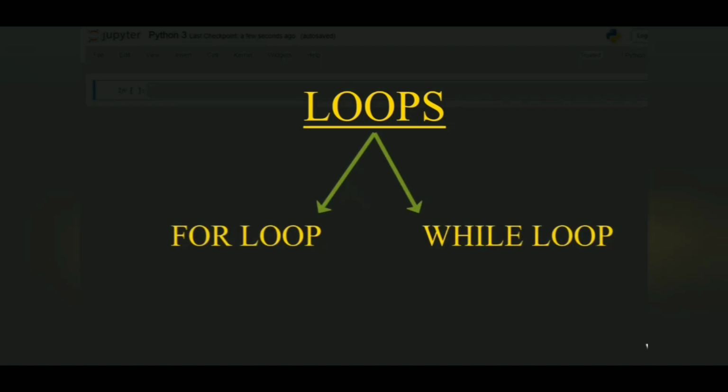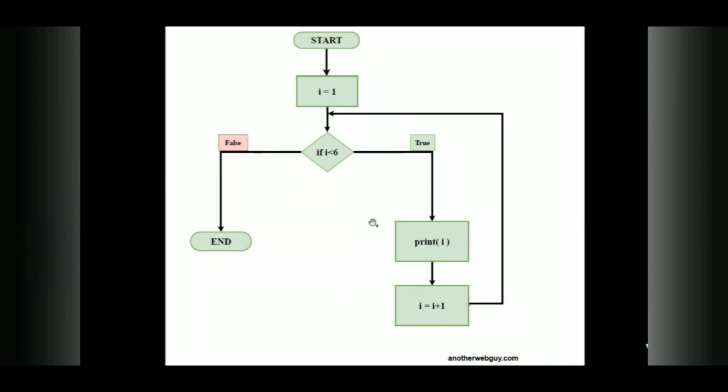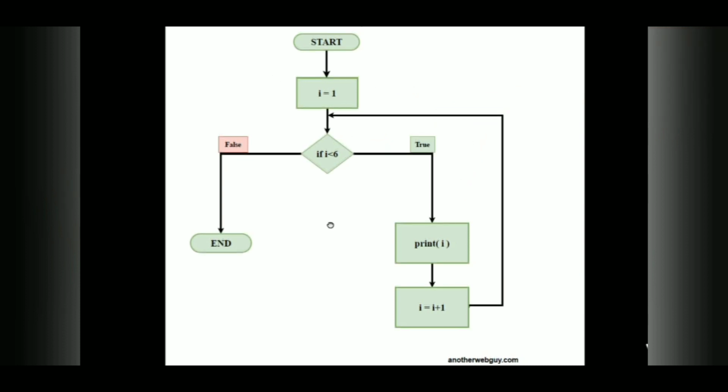Python has two primitive loop commands. One is for loop and another one is while loop. First we will look at the while loop. This is a flowchart of the while loop. A flowchart is a diagrammatic representation of an algorithm. It is a good practice to create your own flowchart before writing a program. So let's understand the flowchart of a while loop.